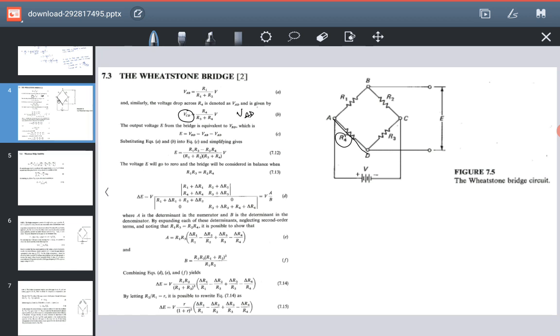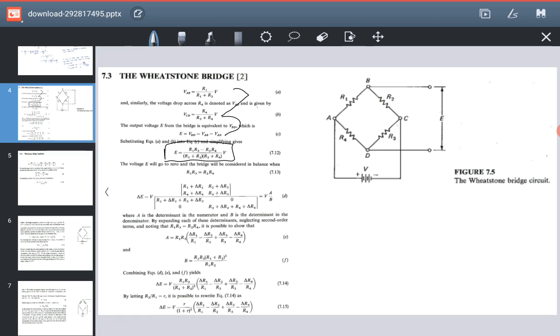Because we want to find E, and E is the potential difference between B and D, the potential difference is with respect to 2 points. So the 2 points will be VAB and VAD. We have worked out VAB and VAD. This is VAD, this is not VCD. This is a printing mistake. So if we put these values in this equation, we will come out with this equation.